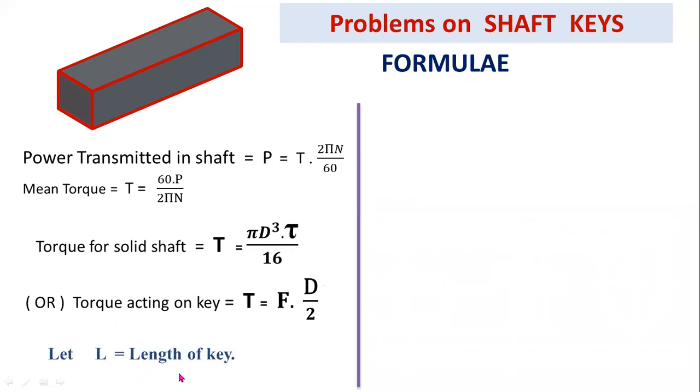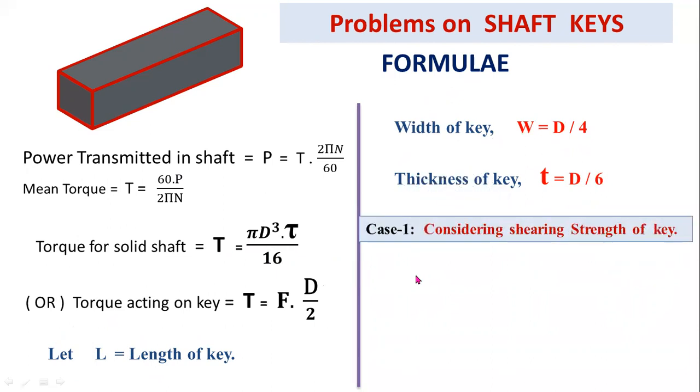Here L is the length of the key and W is the width of the key. T is the thickness of the key. For a rectangular key, you have to use width W equals D by 4 and thickness equals D by 6. For design of sunk key, in the first case you have to consider shearing strength. That means you have to consider shear stress. This is the formula for shearing strength of the key.